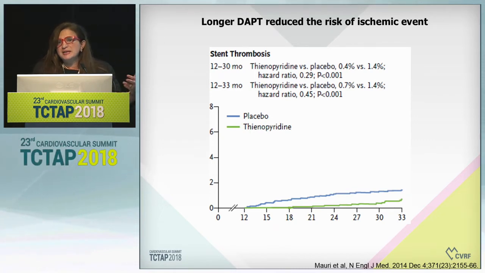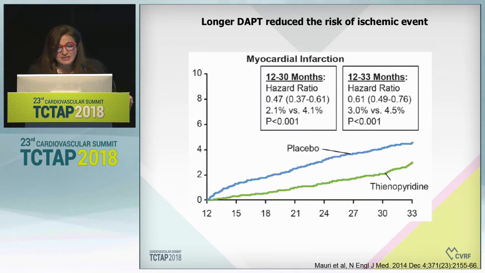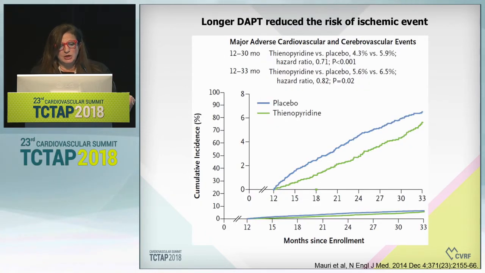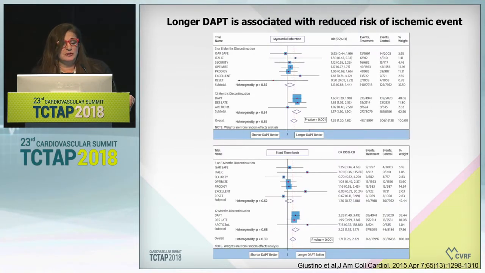Also, 55% of the reduction of myocardial infarctions were outside of the stent, and you could see that big reduction that continued to occur over time in these patients, who for the most part were stable ischemic heart disease patients. And certainly, there was no question that the longer duration of DAPT really reduced all of the major adverse cardiovascular and cerebrovascular events, especially stent thrombosis and myocardial infarction.